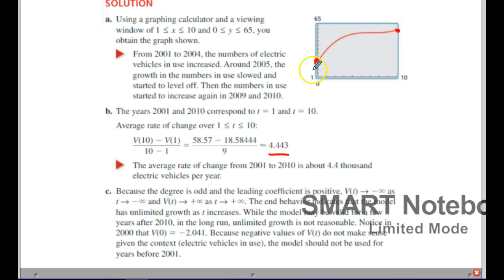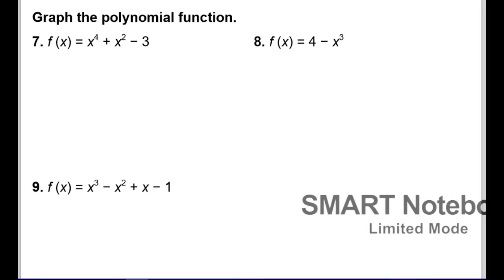Then we want to look down here as well. At this point, we can see that it's going very negative, and we know we can't have negative electric cars, so I don't want to use this model for anything prior to this because I don't think it would be a very accurate estimation.